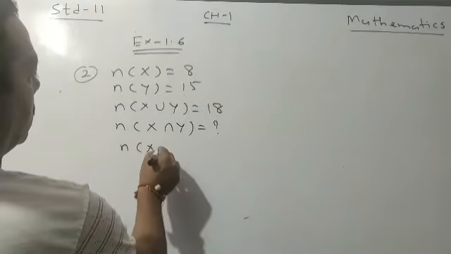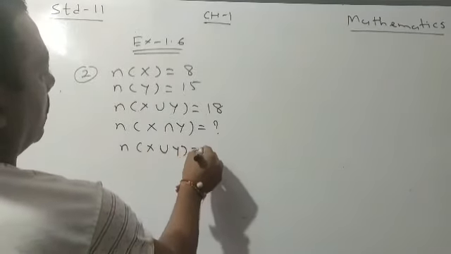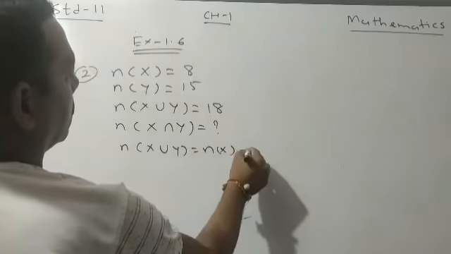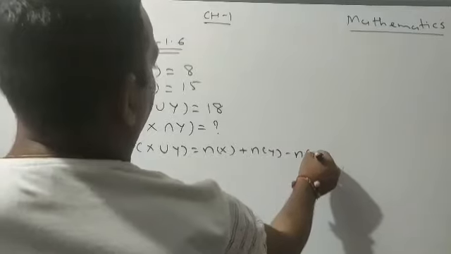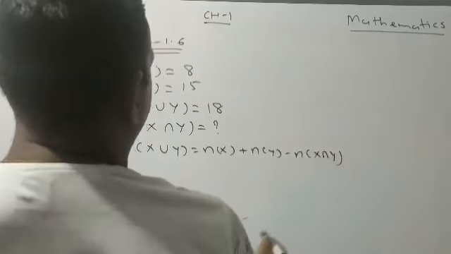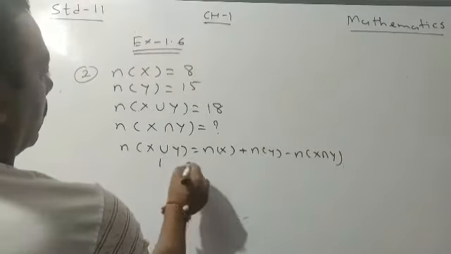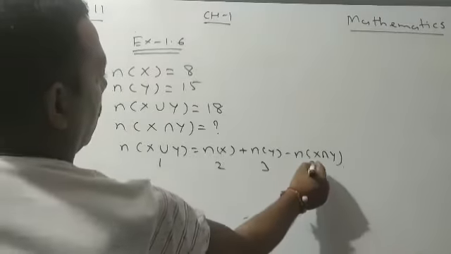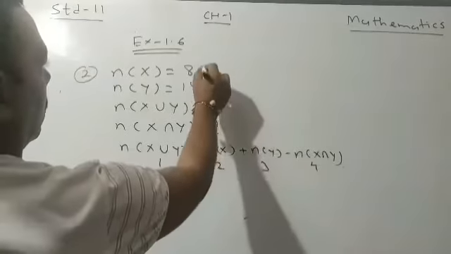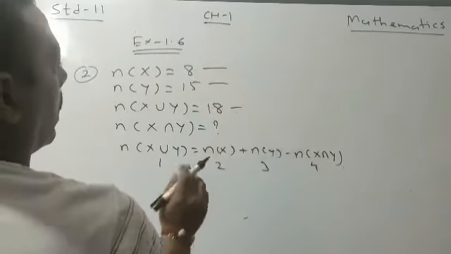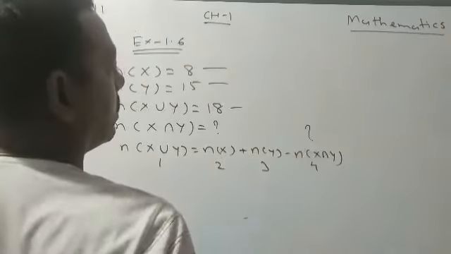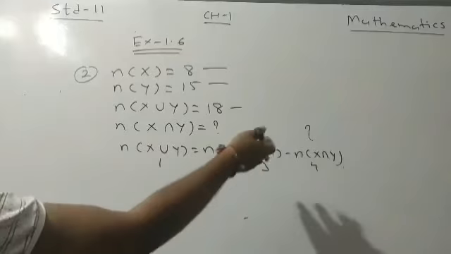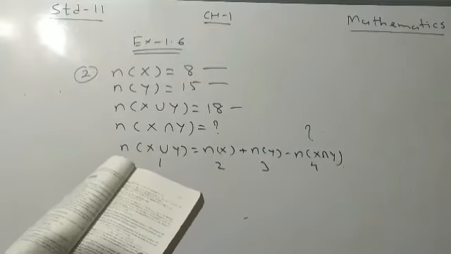n of x union y is equal to n of x plus n of y minus n of x intersection y. 1, 2, 3 and 4 terms are there. Here 1, 2, 3 are given, only 1 is unknown, and that is x intersection y. Substitute 1, 2, 3, and you will definitely get the fourth quantity.